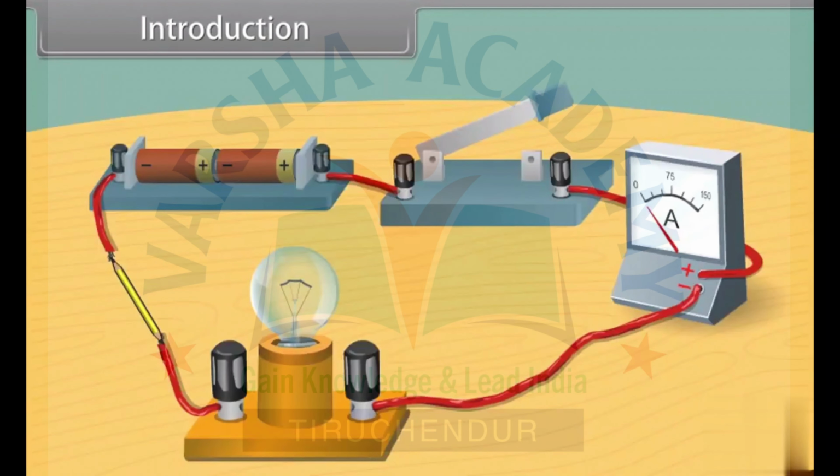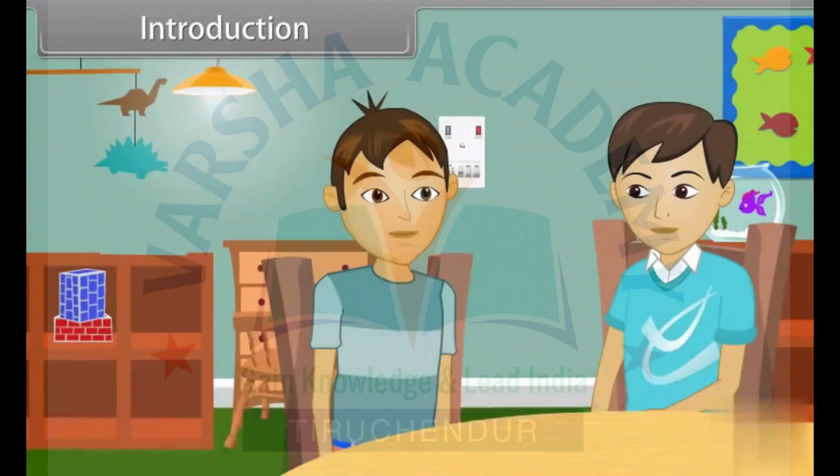When we turn on the circuit, the multimeter shows an electric current reading. It shows that graphite allows the electric current to pass through it. Hence, graphite is a good conductor. Ajay, now I understand the point, and I want to know more about this.